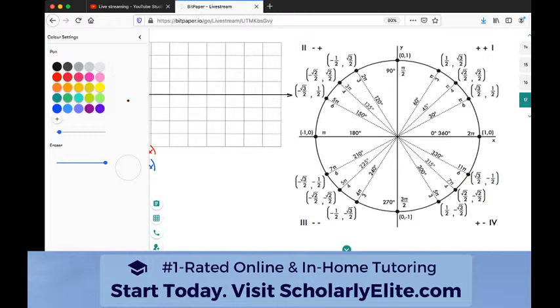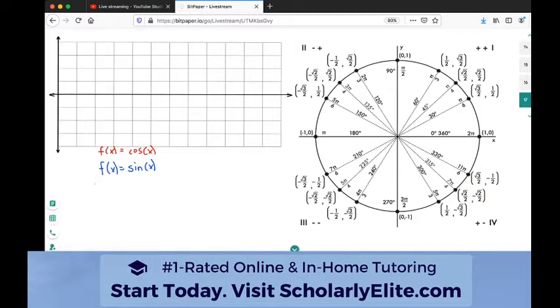So I'm going to get a black pen here. Couple things I want to make really, really clear for you guys. When you're graphing a standard cosine or sine function, they should go from -1 to +1. So I'm going to call this -1. I'm going to call this +1. And that's on the y-axis. On the x-axis, it should go from 0 to 360.